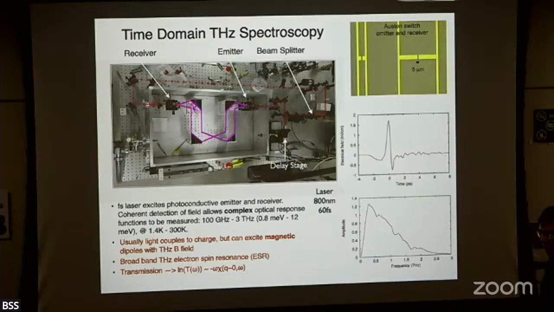I'm sorry, I might have completely missed the point, but what does the emitter do again? The emitter makes, so this is a laser, an 800 nanometer laser, 1.5 eV photons, which totally misses the energy scale that we're interested in. It zaps this emitter, which is a semiconductor with high resistance. The laser comes in and makes a shower of electron-hole pairs, and the resistance of the switch drops. It's already biased, so basically you're discharging a capacitor, and as it discharges, it makes a pulse of radiation about a picosecond long. The inverse of a picosecond is a terahertz.